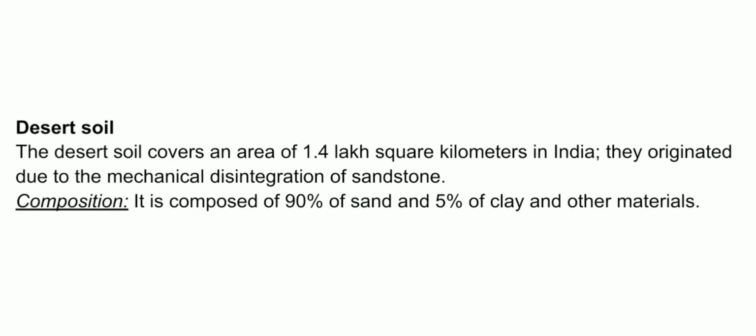Desert soil. The desert soil covers an area of 1.4 lakh square kilometers in India. They originated due to the mechanical disintegration of sandstone. Composition. It is composed of 90% sand and 5% clay and other materials.